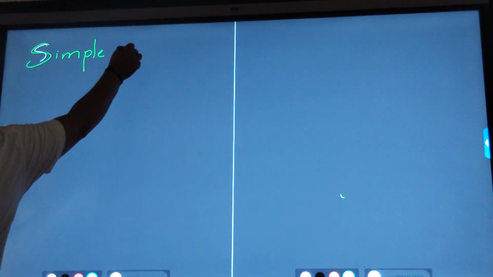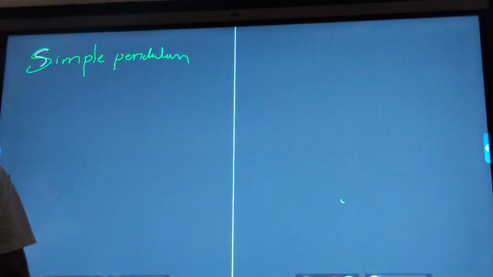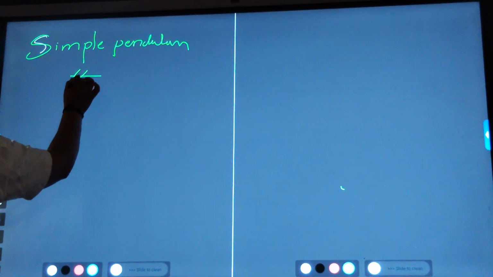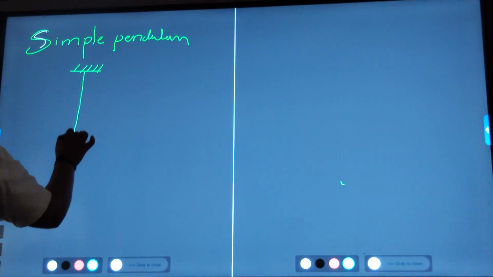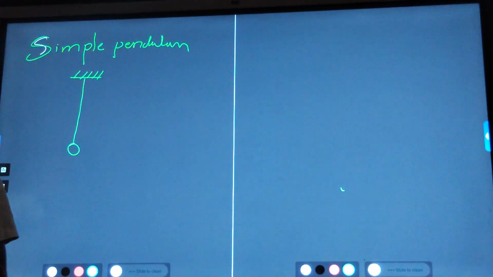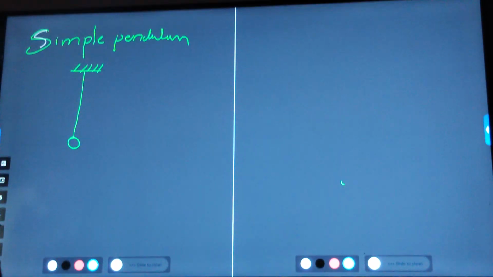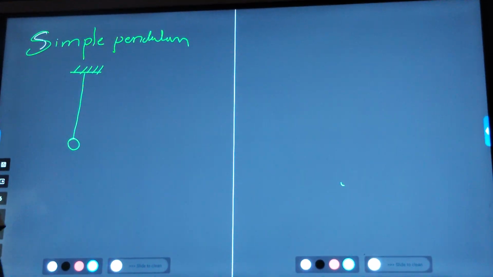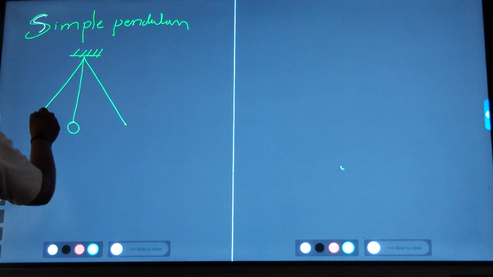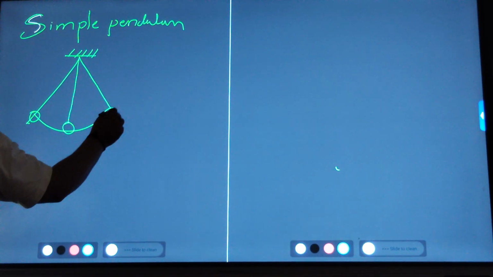Simple pendulum. Earlier we have discussed that simple pendulum. It is a heavy sphere which is attached to a rigid support by a string. The string is massless, inextensible, twistless, and it will oscillate from the mean to the extreme position. That is why it is called the simple pendulum.